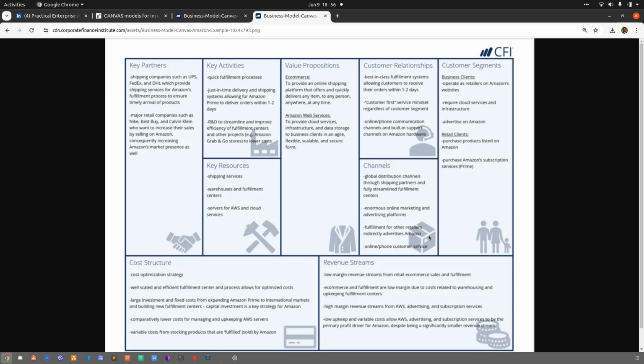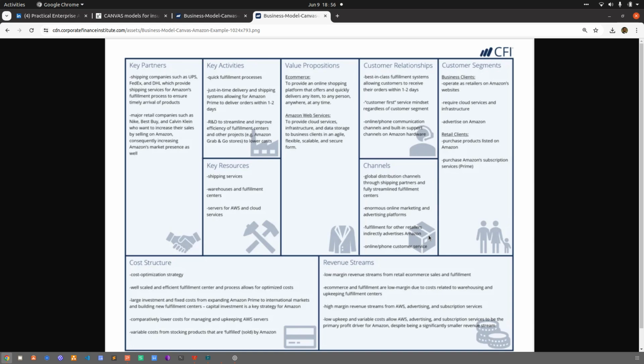talk to them. Their value proposition is to provide an online shopping platform that quickly delivers any item, and they use AWS to provide infrastructure. So I think, perhaps I'm wrong, but what I think is that they are white labeled solutions for someone. That's what I'm gaining. And then the resources are shipping services, warehouse and fulfillment, servers on AWS. So this I think is more now coming out as a white label service providing e-commerce platform.